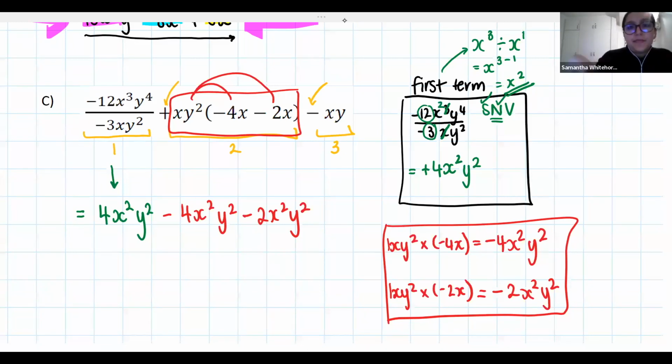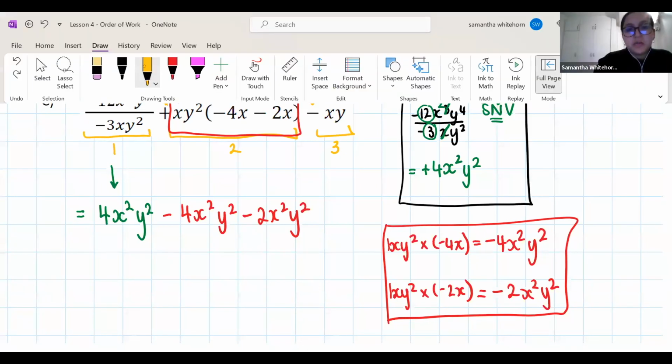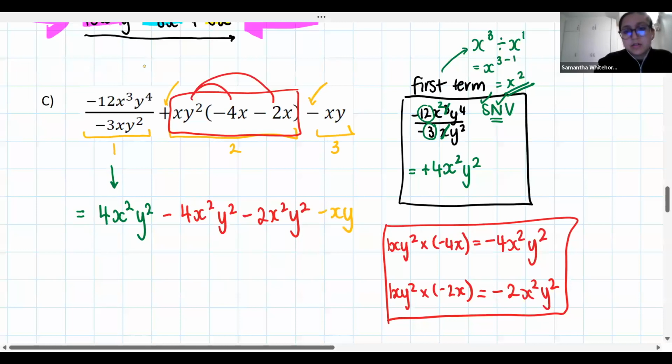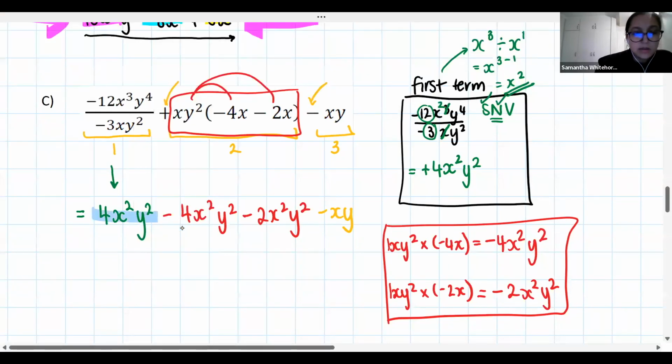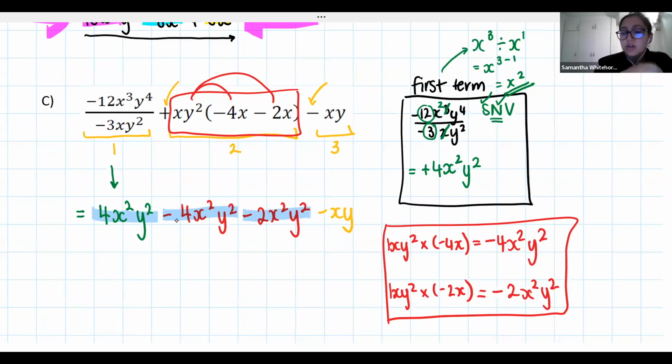Okay, last one, can't do anything with that. It's just minus xy because no multiplication, no division is what it is. I've simplified everything. Now I check for like terms. Now, hopefully what we're seeing here is that I've got quite a few like terms. Here's an x squared, y squared. There's an x squared, y squared. There's an x squared, y squared. So those first three terms are actually all like terms. They all have an x squared and a y squared.